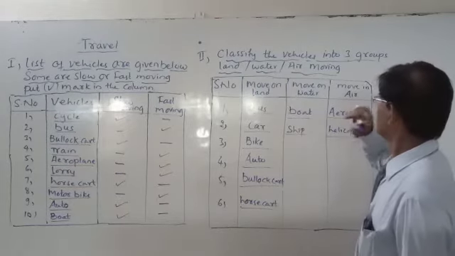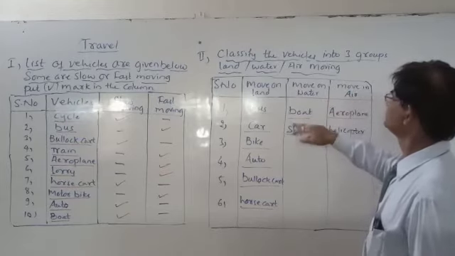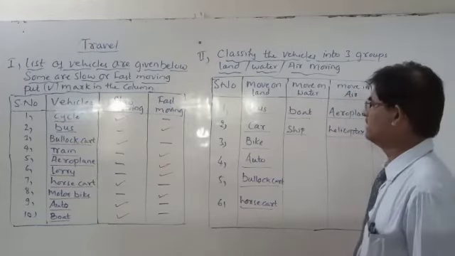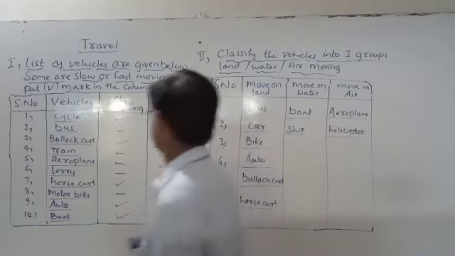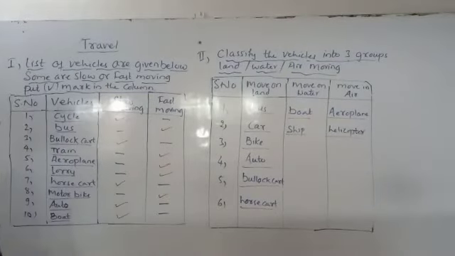So these are the three types of vehicles which go on the land, water, and the air. These are normally the fast moving vehicles. So keep in mind, these are very interesting and easy questions for you to learn.